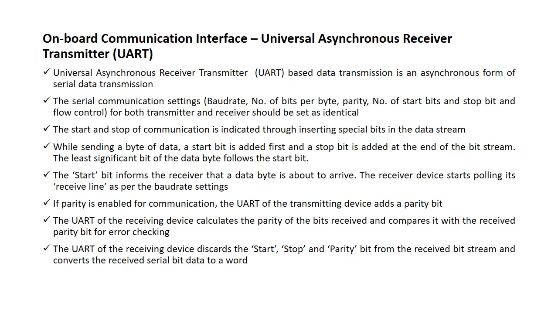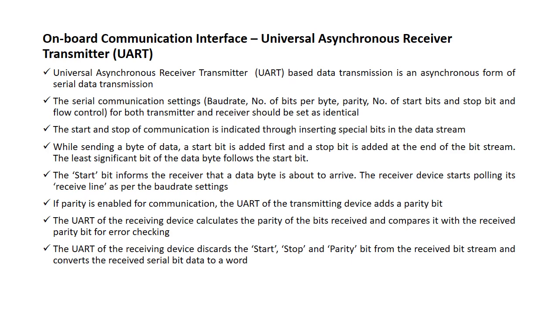Now how it is added? The least significant bit of the data byte follows the start bit. The first bit of the transmission will be the start bit, then start bit is followed by the least significant bit of the data byte, then after the data byte the next bit, that is the bit next to the most significant bit of the data byte, will be the stop bit. So first we'll have the start bit, then the 8 bits of data, and then the stop bit. Okay, the first bit will be LSB in the data byte, and the last bit of the data will be MSB. The start bit informs the receiver that a data byte is about to arrive.